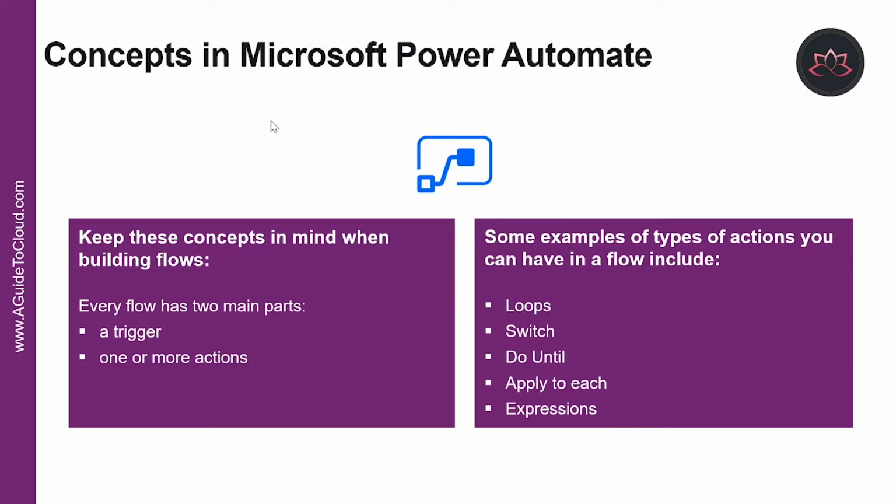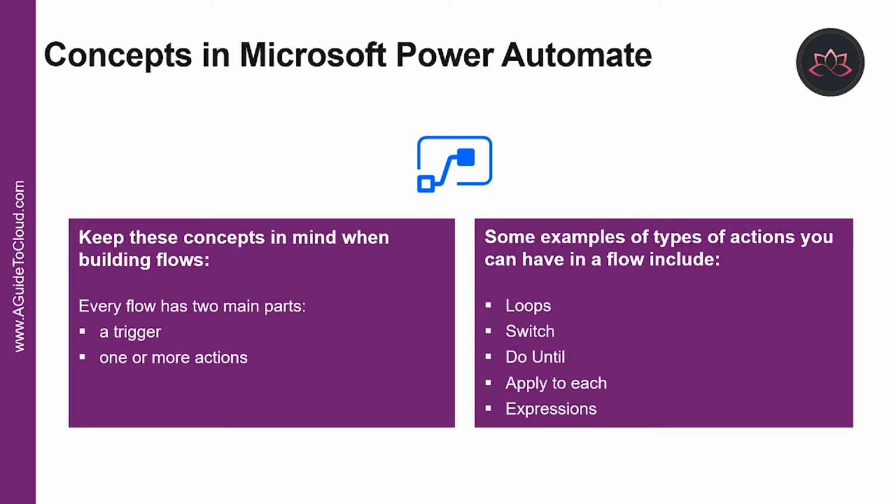So now let's understand some of the important concepts in Microsoft Power Automate. Every flow has two main parts: a trigger and one or more actions. You can think of a trigger as the starting action for the flow. The trigger can be something like a new email arriving in your inbox or a new item being added to a SharePoint list. Actions are what you want to happen when a trigger is invoked. For example, a new email trigger will start the action of creating a new file in OneDrive for Business.